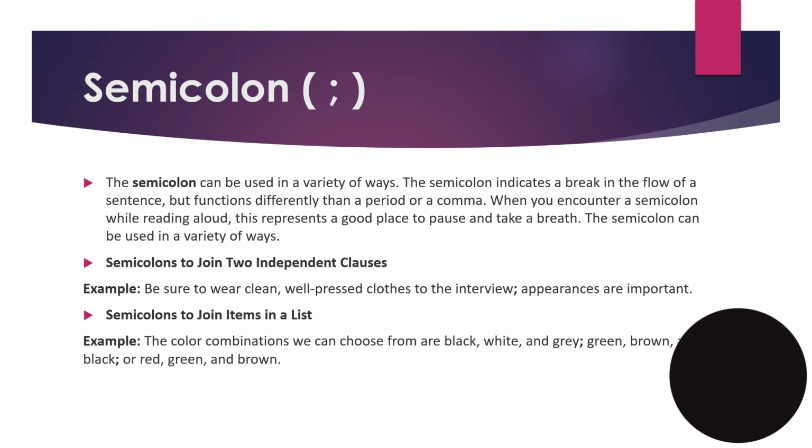Semicolons to join two independent clauses. Example: Be sure to wear clean, well-pressed clothes to the interview; appearances are important. Semicolons to join items in a list. For example, the color combinations we can choose from are black, white, and gray; then green, brown, black; or red, green, and brown.